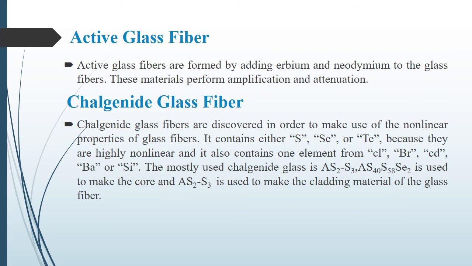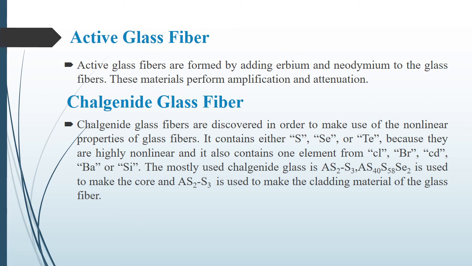Next is the active glass fibers. Active glass fibers are formed by adding erbium and neodymium to the glass fibers. It is possible to induce new optical and magnetic properties in the fiber. These new properties allow the material to perform amplification, attenuation as well as phase retardation, and other nonlinear behavior of the light propagating through such fibers. Erbium and neodymium are the two commonly used materials. The ionic concentrations of rare earth elements are kept low to avoid clustering effects.